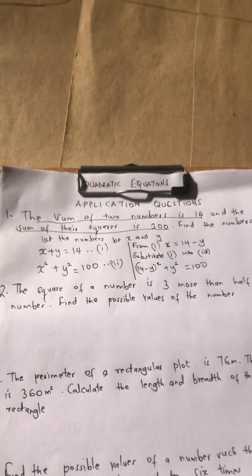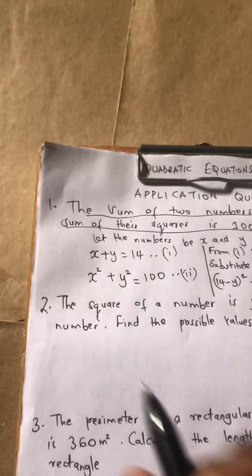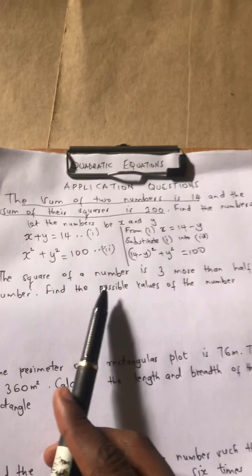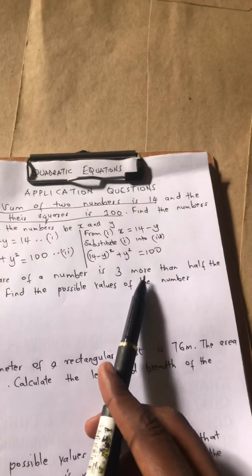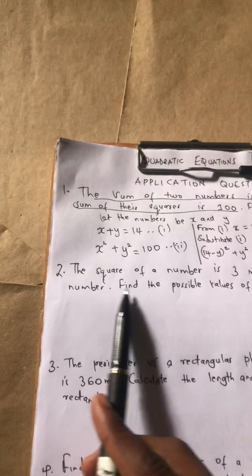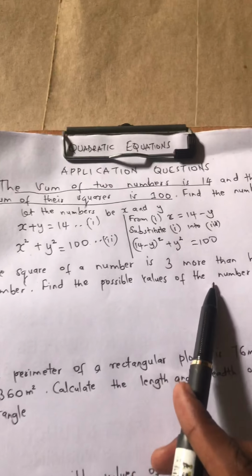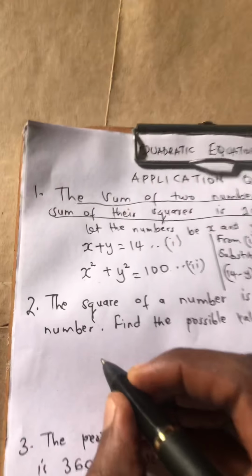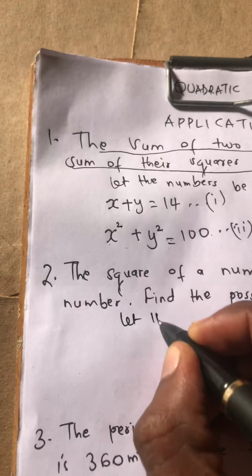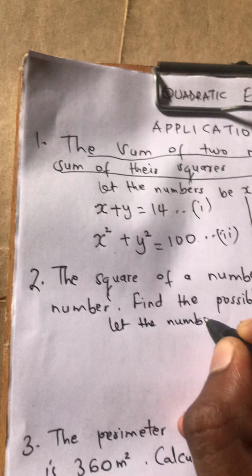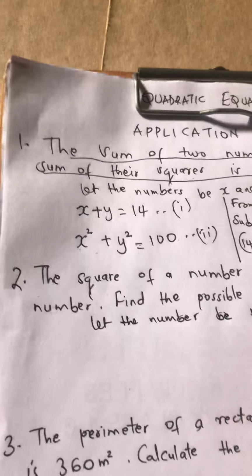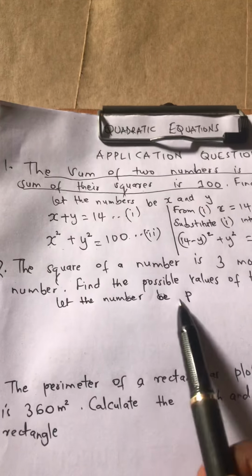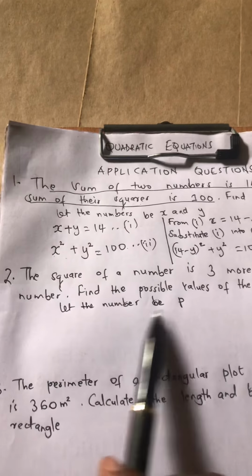Nice one. Question 2, penzi mwanafunzi. The square of a number is 3 more than half the number. Find the possible values of the number. As usual, let the number be a letter P. Si lazima utumie X ama Y. I just want it to be P this time. So let the number be P.